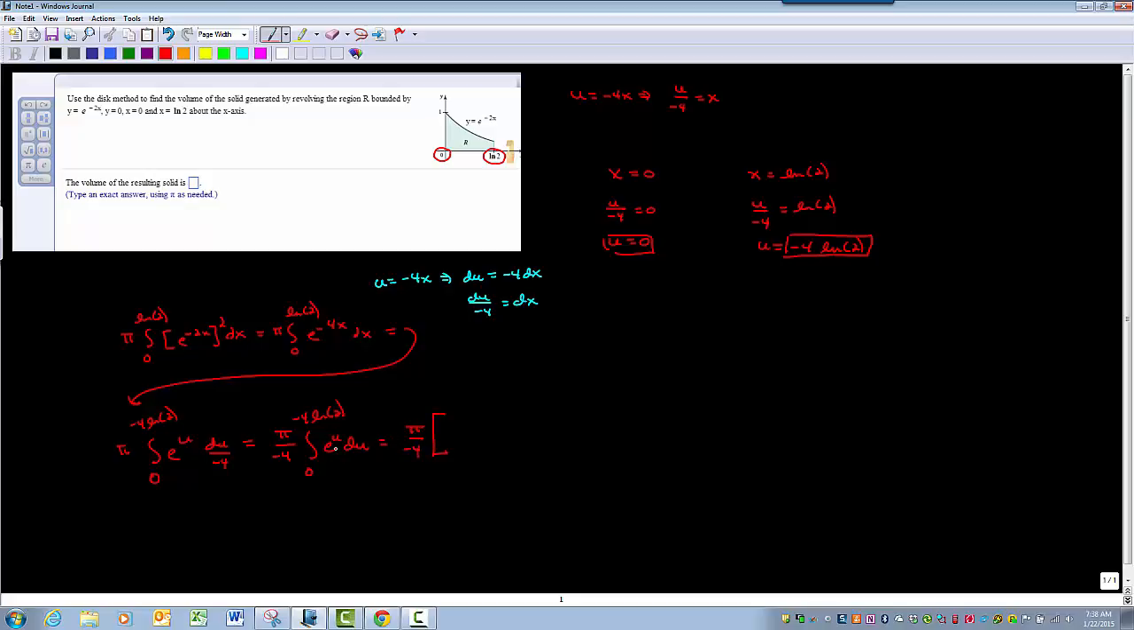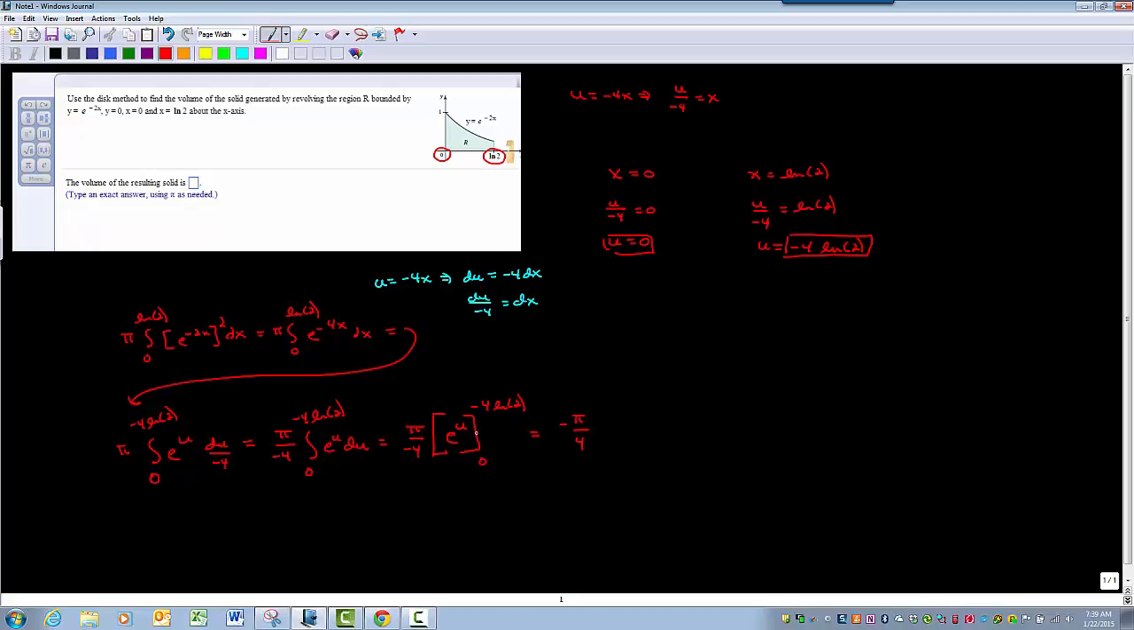Now the antiderivative of e to the u is, well, e to the u. Right? Because e to the u is its own derivative. So what would you differentiate to get e to the u? Well, e to the u. And e to the u is now evaluated between 0 and negative 4 natural log of 2. Okay, so this will be negative pi over 4.